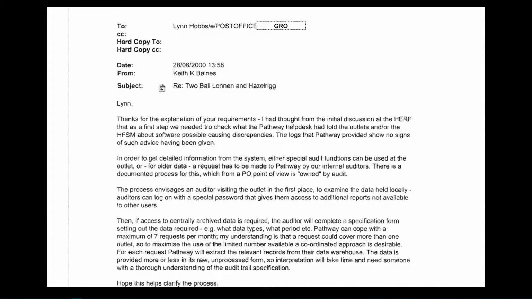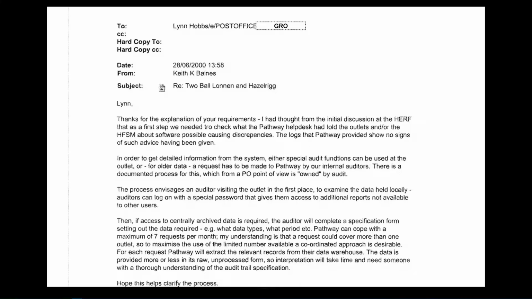And the reference at the end of this email, the data is provided more or less in its raw, unprocessed form, so interpretation will take time and needs someone with a thorough understanding of the audit trail specification. From the evidence that you've given today, it doesn't seem as though that is the kind of job that could have been done by an auditor. No, we didn't have that skill set to perform that sort of role. Not to say we couldn't have achieved it, but equally I don't feel that we had it.